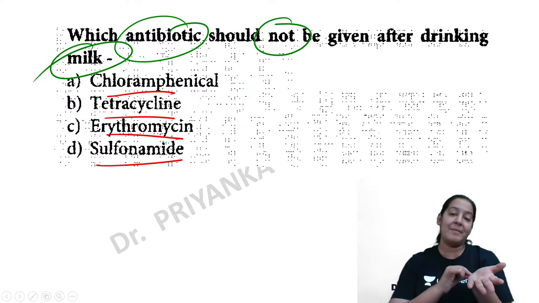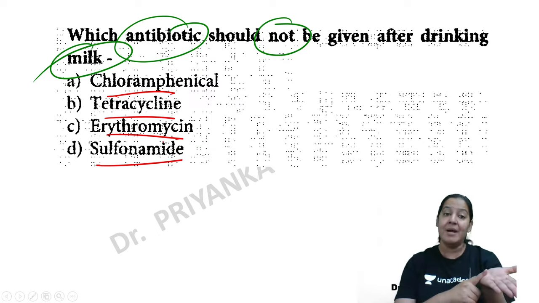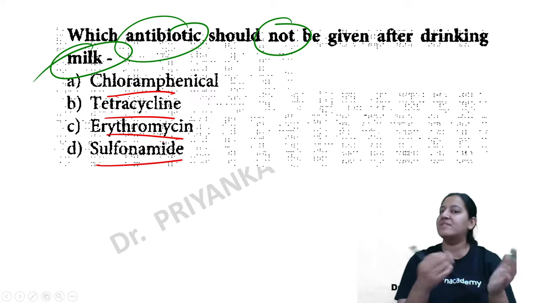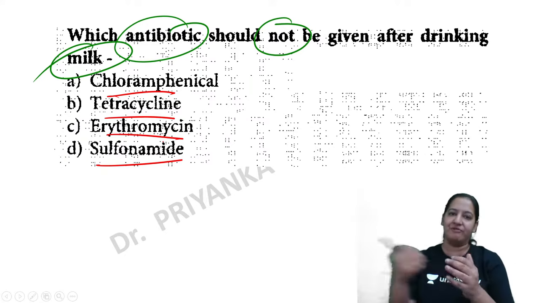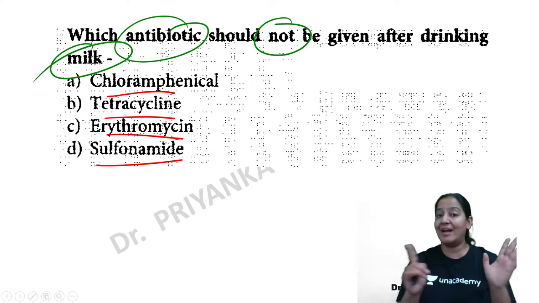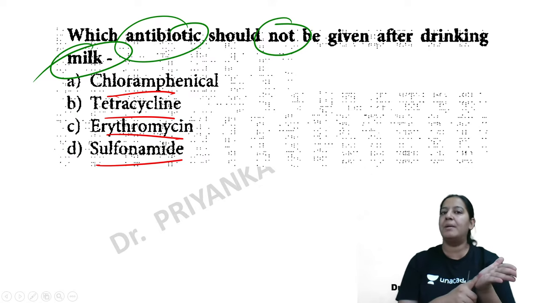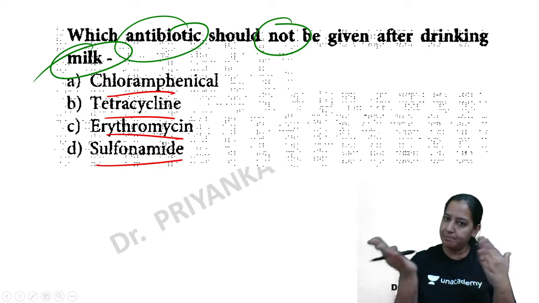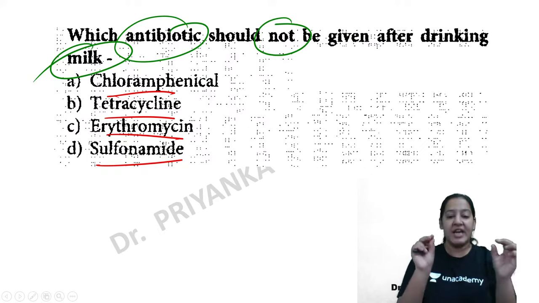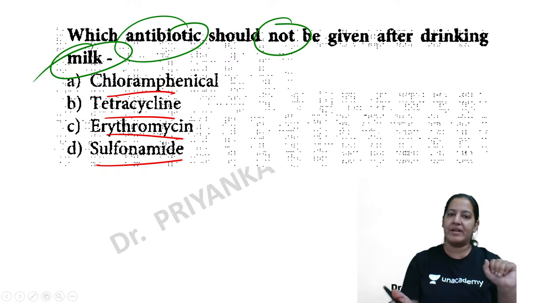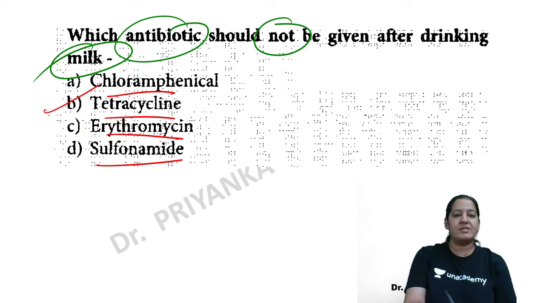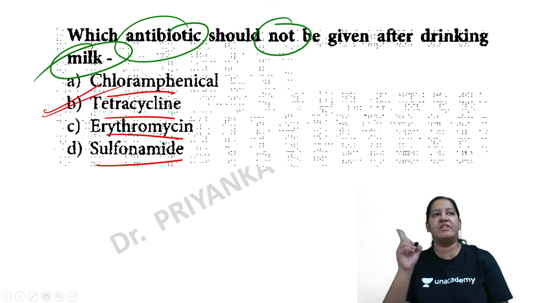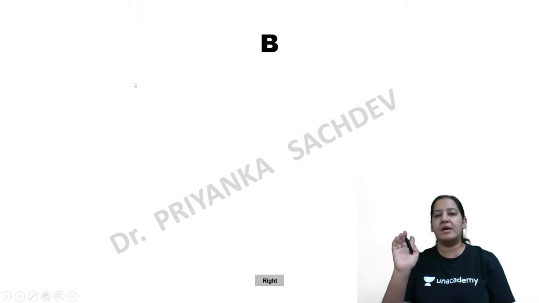But whenever you are prescribing any of the tetracyclines, ask them, don't take it with milk. You have to give negative instructions. If you don't give this instruction to your patient, by default, they will take it with milk. So instruct them, don't take it with milk. It forms chelates with the milk. So avoid milk 2 hours before and after taking the tablet. Take it at a time when you are not drinking milk, because it forms chelates with the milk and it will not be absorbed. So correct answer here is tetracycline. We know tetracycline forms chelation with calcium. This is the reason. So correct answer here is B.